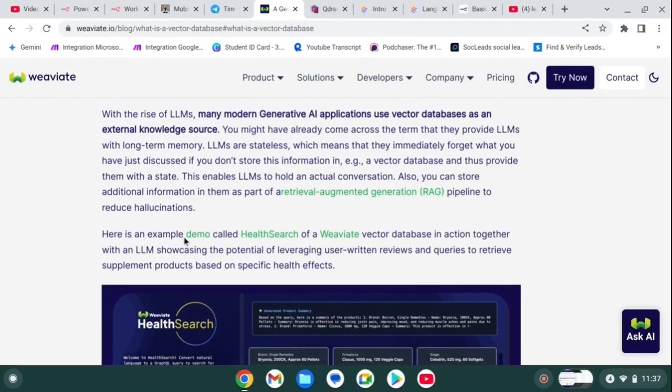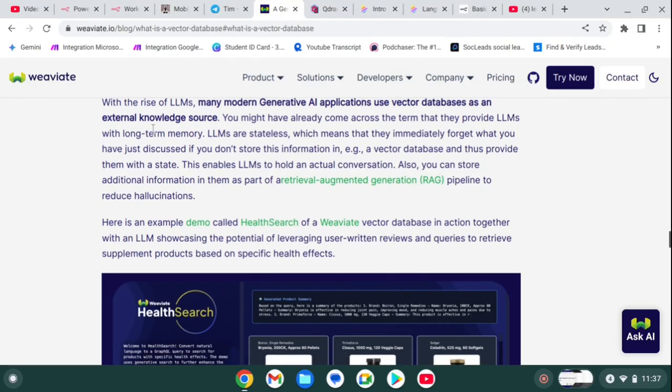With the rise of LLMs, many modern generative AI applications use vector databases as an external knowledge base. So you might have already come across the term that they provide LLMs with long-term memory. Means vector databases have a long-term memory. We can upload as many files as possible to a vector database. Sometimes it can be hard to find the information, and that was the problem.